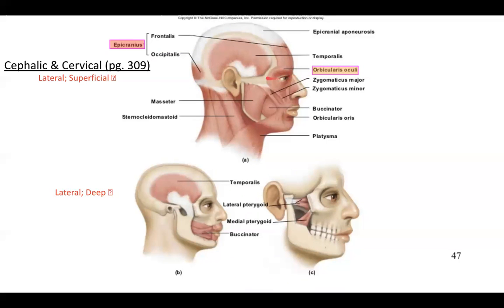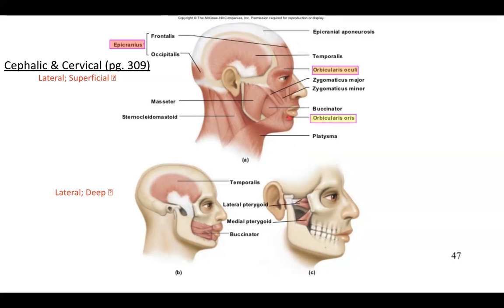Next, we have the orbicularis oculi, which is a circular muscle around your eyes, and the origins are the frontal bone and the maxilla. The insertion is the skin around the eye. So when this contracts, it's going to close your eye, like a blink.